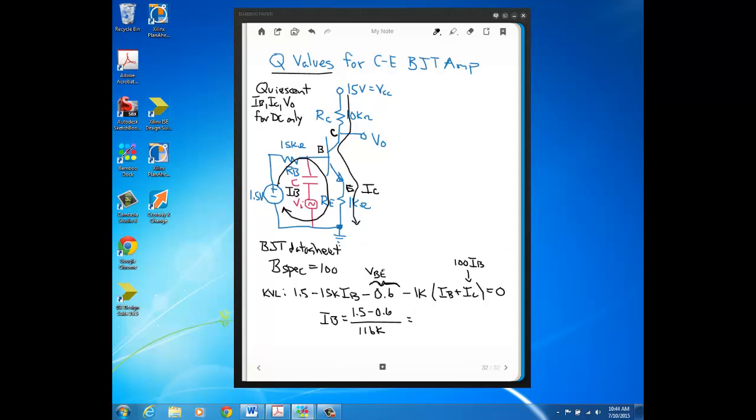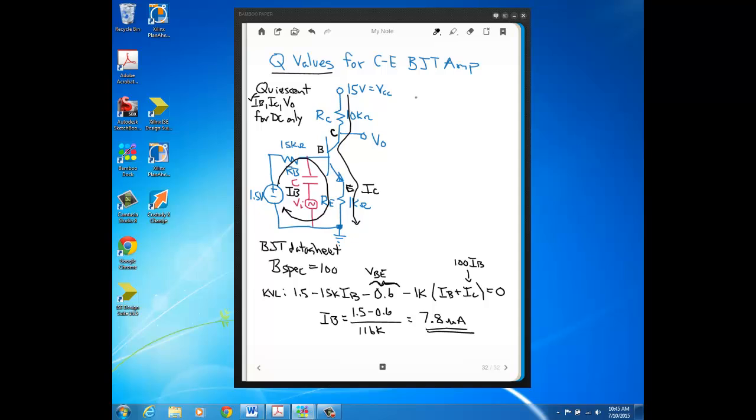It doesn't look like it's going to let me write this E here. Okay, E. So 0.9 divided by 116K will give an answer of a base current of 7.8 microamps. So that's one of our values, because remember, there's three of them here, three Q values: IB, IC, and V0.